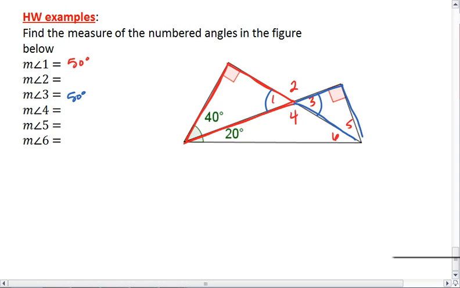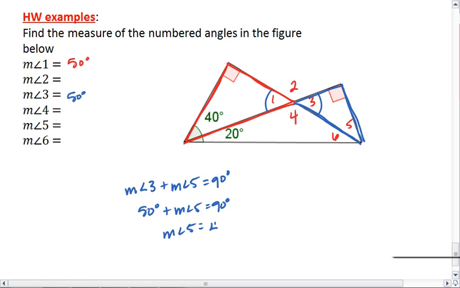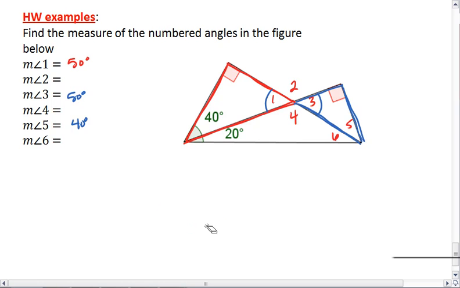I now want to look at the triangle that I'm outlining in blue. We have another right triangle, meaning that since we have a right angle, the other two angles, so the measure of angle 3 plus the measure of angle 5, must equal 90 degrees. Also, since the measure of angle 3 is 50 degrees, then the measure of angle 5 must be 40 degrees. Okay, so we have a 50-degree angle here, 50 degrees here, and 40 degrees here.